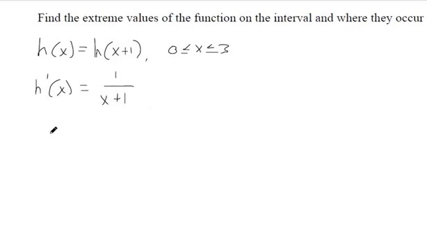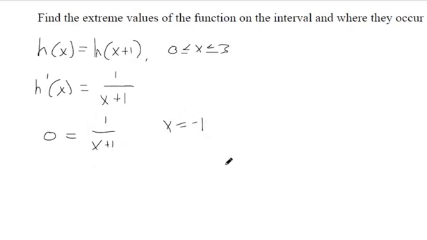Okay, now we set the derivative equal to 0. And wherever the derivative equals 0, or wherever the derivative fails to exist, are critical points. Okay? So the derivative is right here. That would fail to exist at x equals -1. So that's a critical point.